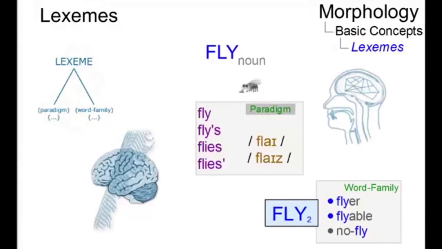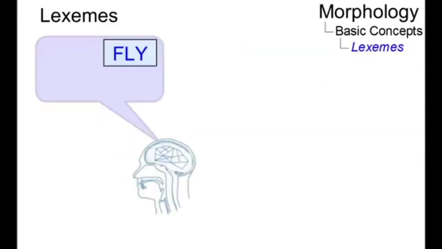A lexeme is defined as the fundamental unit of the lexicon of a language, that is, as an abstract vocabulary item which may be realized in different sets of grammatical variants. By convention, lexemes are represented in capital letters. Here is an example, the lexeme fly.